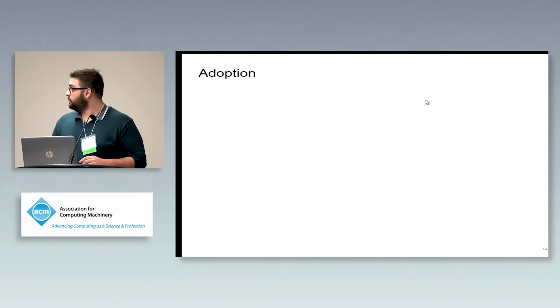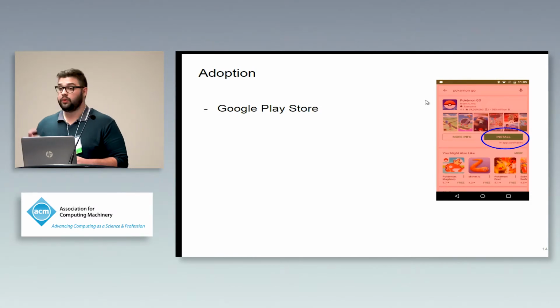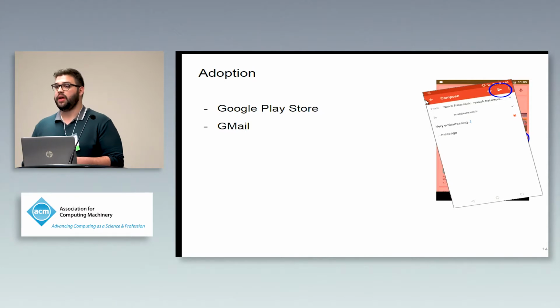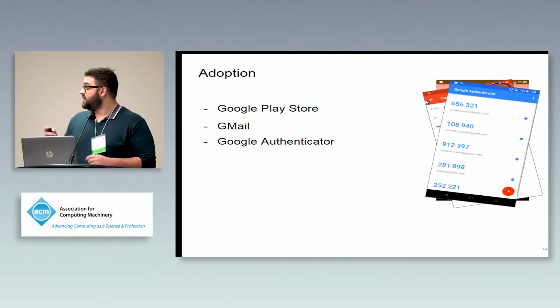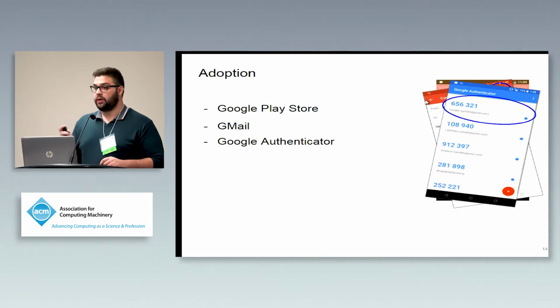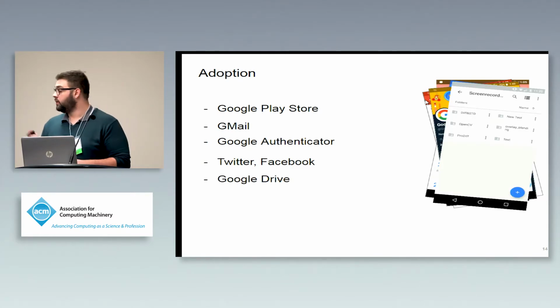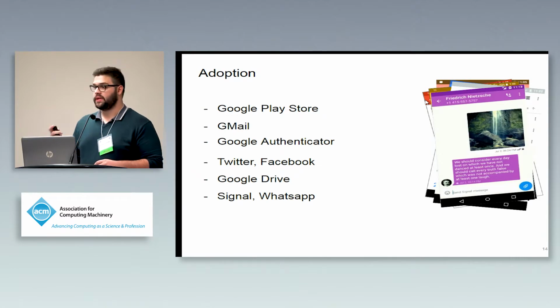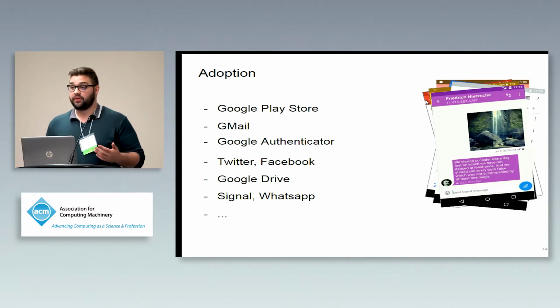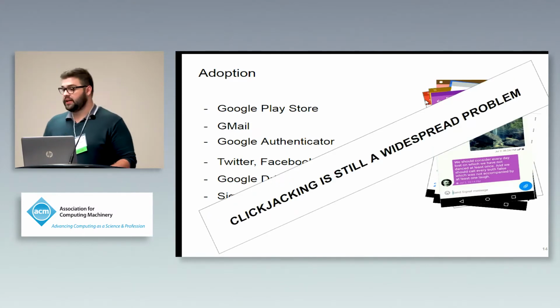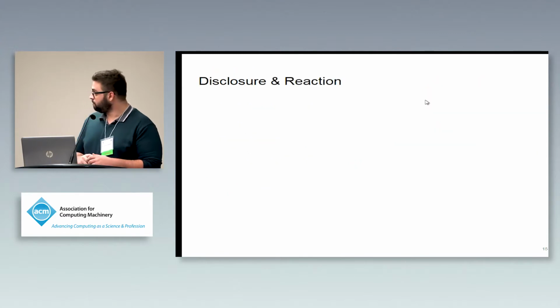to look at top apps. But we were able to attack Google Play Store, Gmail. We were able to send arbitrary email on behalf of the user. It was the same for Google Authenticator. We were able to steal OTP tokens. It was the same for Twitter, Facebook, even Google Drive, even Signal and WhatsApp. Basically, all of the applications that we analyzed, we found out that they were not using this kind of protection mechanism. So clickjacking is still a widespread problem.